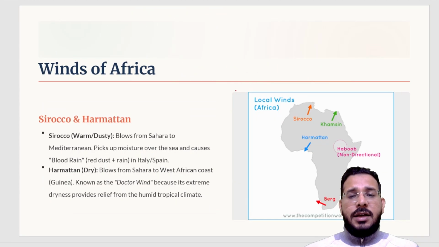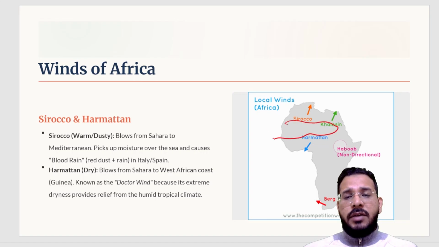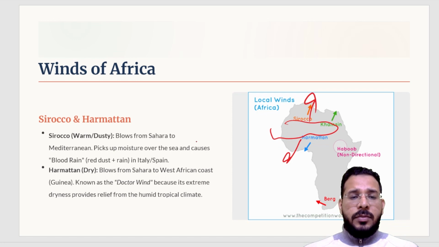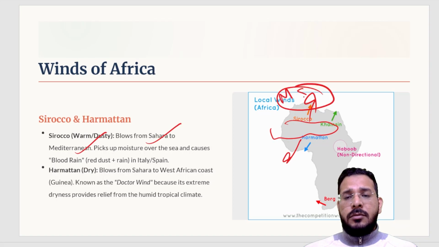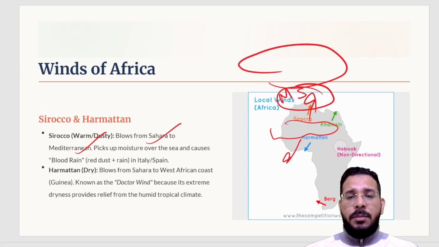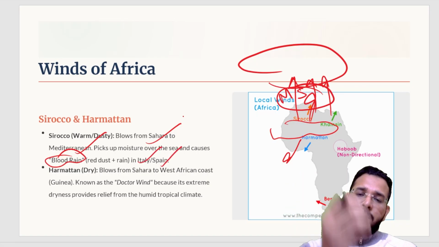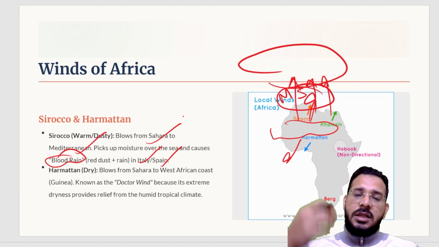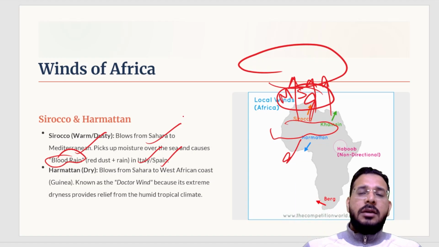If you look at the African region, from the Sahara Desert, we have winds like Sirocco and Harmattan moving in these directions. So Sirocco winds bring dusty, warm conditions. They blow from Sahara to the Mediterranean region. So here we have the Mediterranean Sea, and here we have Europe. So they bring dusty conditions, hot winds towards this European region. It also leads to blood rain in the region of Italy and Spain because of the red colored dust particles which are present in the clouds. When they rain, the rain looks like it has a reddish tint.